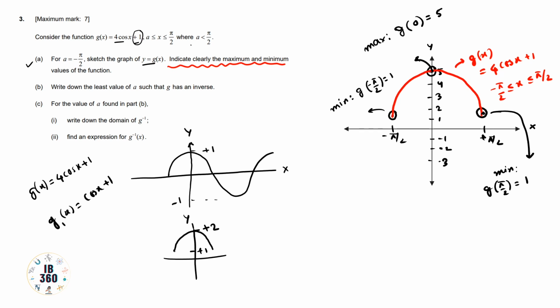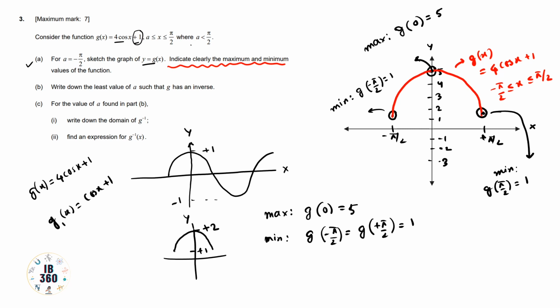So I am writing down here: the maximum is g of 0 equals 5, and the minimum is g of minus pi by 2 equals g of plus pi by 2 equals 1. So the function has 2 minimum values. For 2 values of x, the function has minimum value 1, that is minus pi by 2 and plus pi by 2, and the function has 1 maximum value, that is 5 at x equals 0. So the first problem is done.